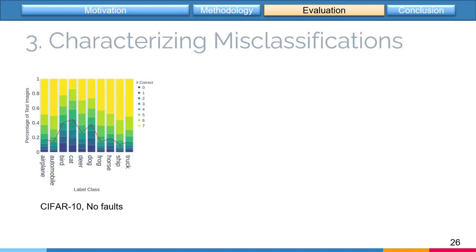For the last research question, we dig deeper to find out whether ensemble resilience differs by label class. We show an example of our findings for CIFAR-10. CIFAR-10 has only 10 label classes, so we show them all here. On the left is an ensemble trained without faults. The lighter the shade, the more models in the ensemble that are able to correctly classify images of that label class. Again, the red trend line is the majority boundary.